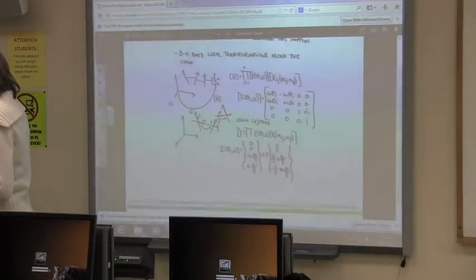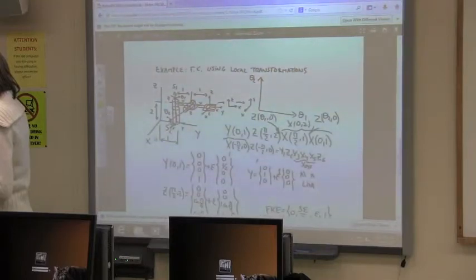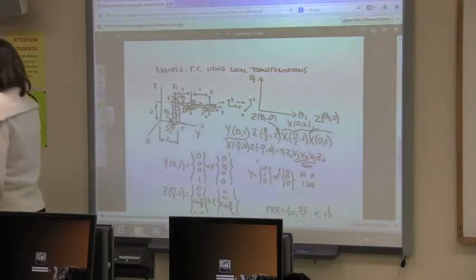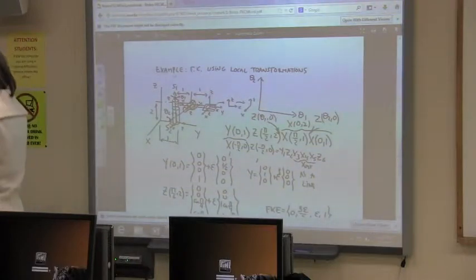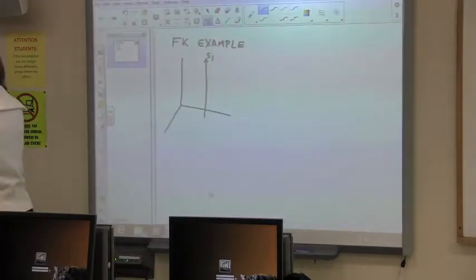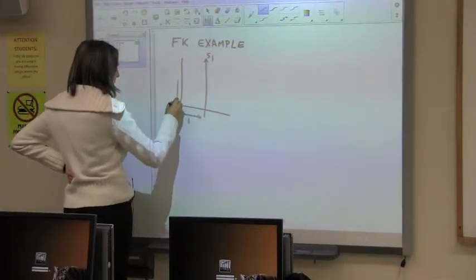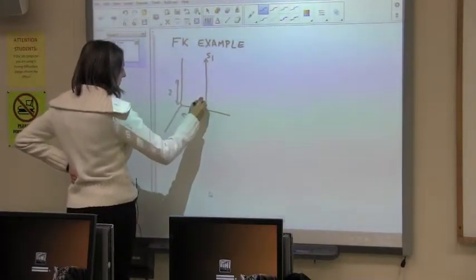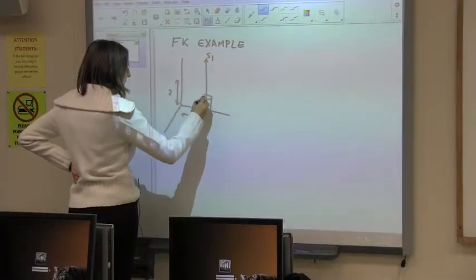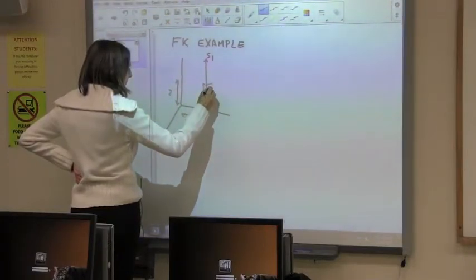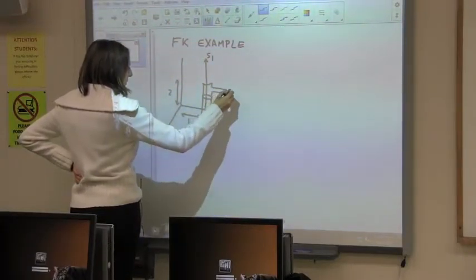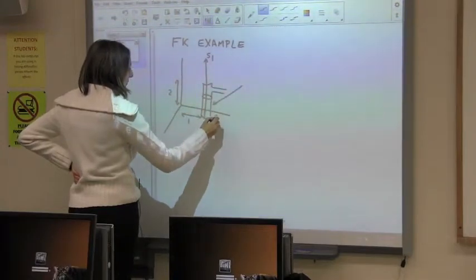Okay, so it was at 1, 2, and then 1, 1. So 1, 2 to where the common normal is. Of course, the joint is here. And then this was S2.